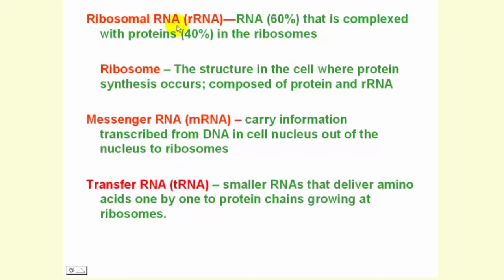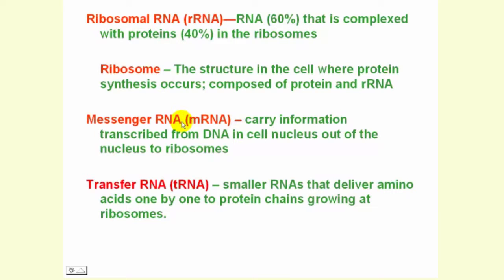We have ribosomal RNA, and this is complexed with proteins in the ribosomes. This is outside the nucleus, but within the cytoplasm of the cell. And this is where protein synthesis takes place. Each ribosome is a complex that consists of about 60% ribosomal RNA and 40% protein, and usually has a molecular weight of about 5,000 atomic mass units. So that's pretty high. We then have messenger RNAs.